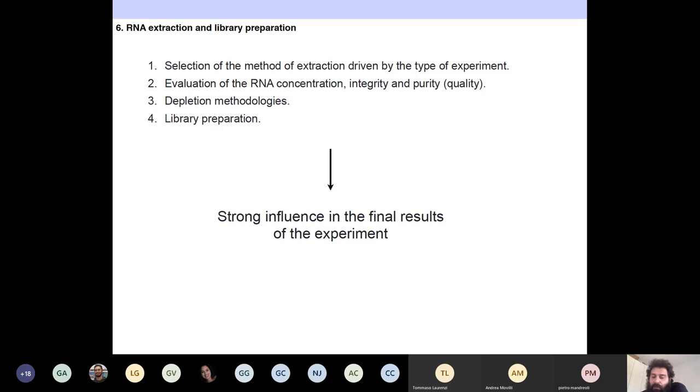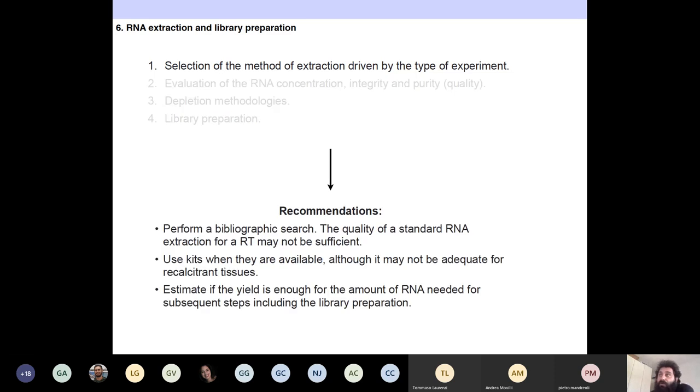Three and four are things that usually the sequencing company that you send your samples to is going to take care of. So you don't need to be worried about these two. But still, you need to know about them. All these things are going to influence your experiment.